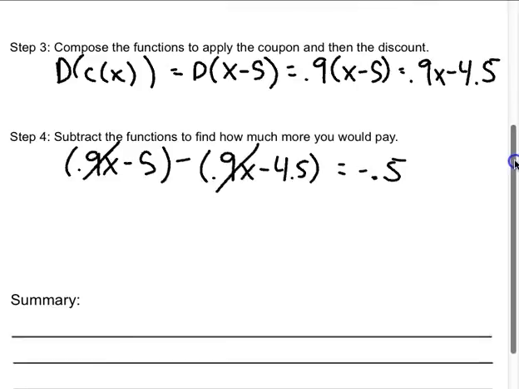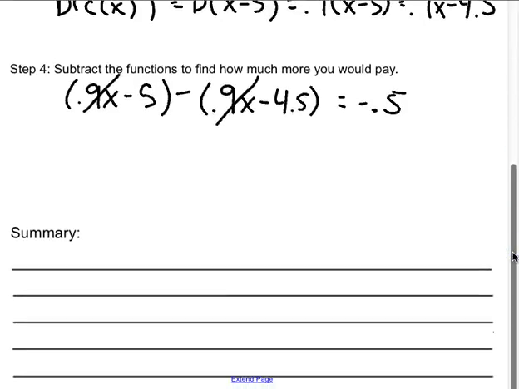So now again, lots of good stuff today, brand new idea, something you've never really experienced before. So you're going to have quite a bit to write about in this summary of yours, okay? About evaluating compositions, writing composition functions, all of that good stuff. So write that summary for me, please, and then come back to class ready to do your practice work.